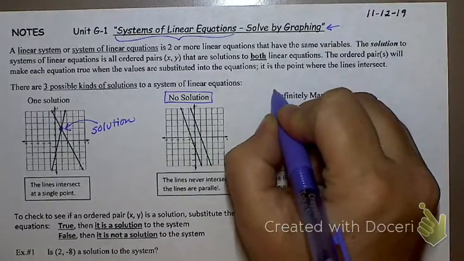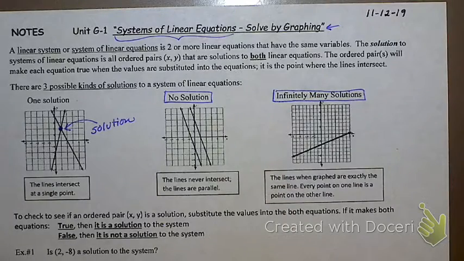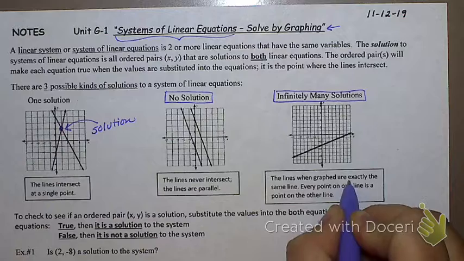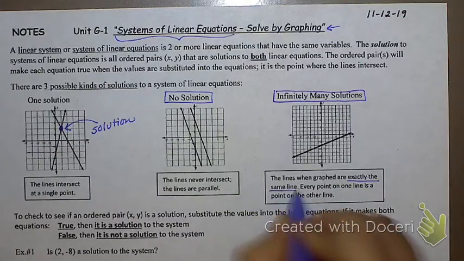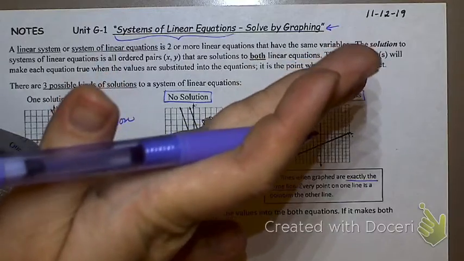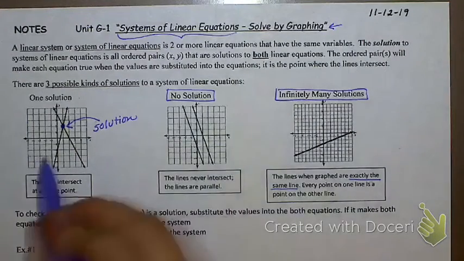The other one is called infinitely many solutions. And what happens there is the lines, when you graph them, are exactly the same line. In other words, one is directly on top of the other. That means it's touching everywhere. We call that infinitely many. So those are our 3 circumstances.